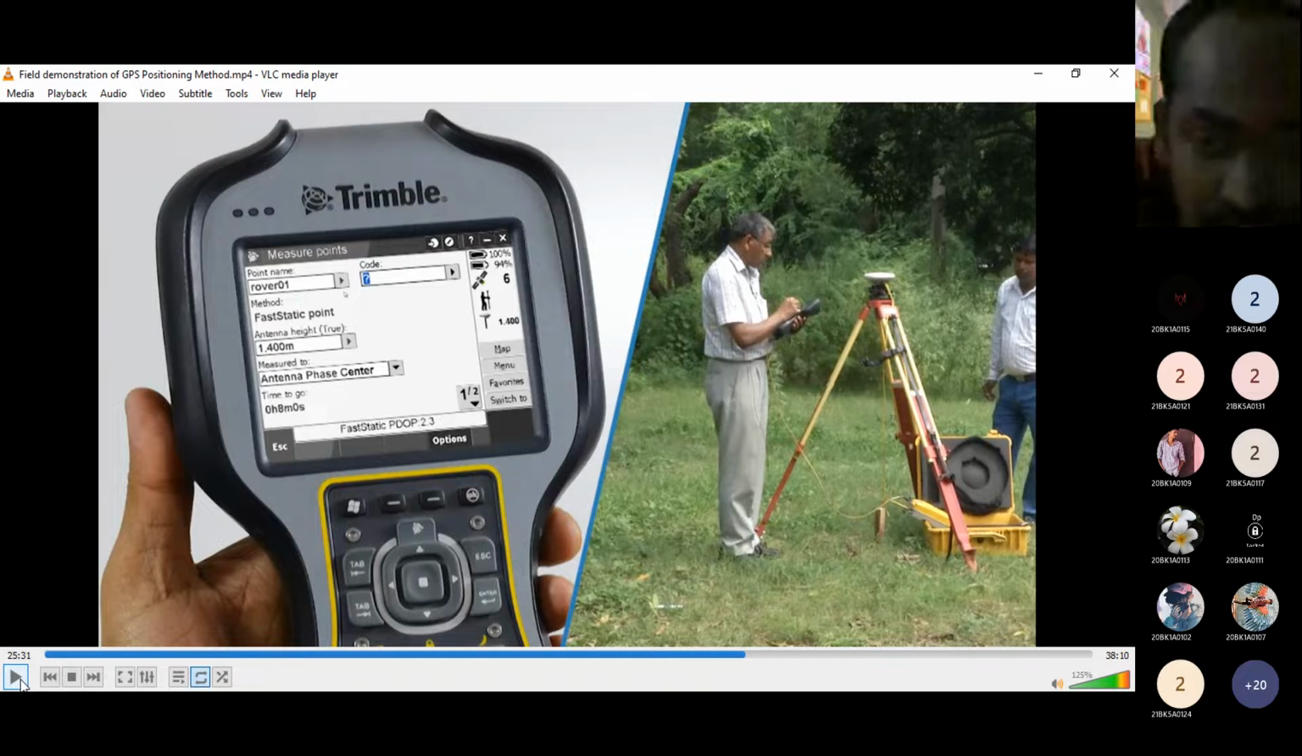In this video they are showing clearly the different devices used for GPS survey and how to operate them, how to connect them, how to receive the data, how to process the data, and how to get the output. Everything they are showing here. Definitely this video will be highly useful for you if you watch it clearly.